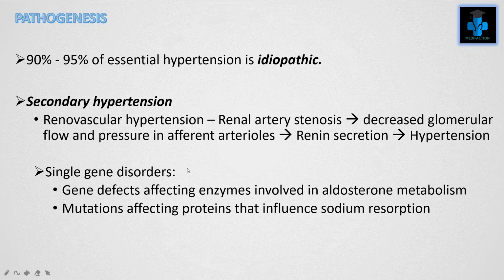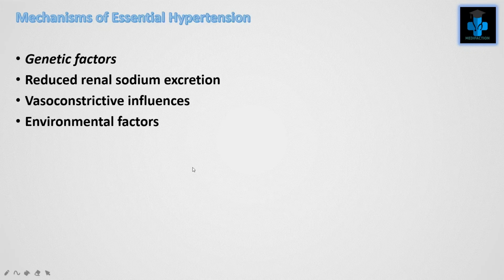Next is single gene disorders. Gene defects affecting enzymes involved in aldosterone metabolism, and also mutations affecting proteins that influence sodium resorption, can be a cause. Mechanisms of essential hypertension. We have already told that this is multifactorial. Therefore, there are certain factors such as genetic factors, reduced renal sodium excretion, vasoconstrictive influences, and also environmental factors.